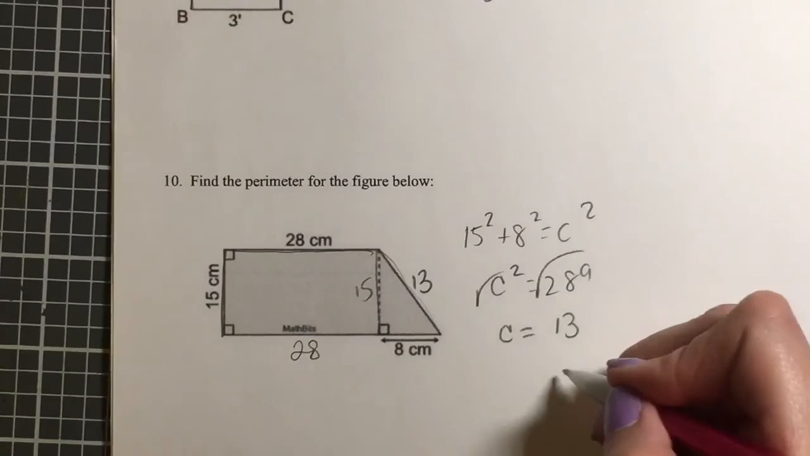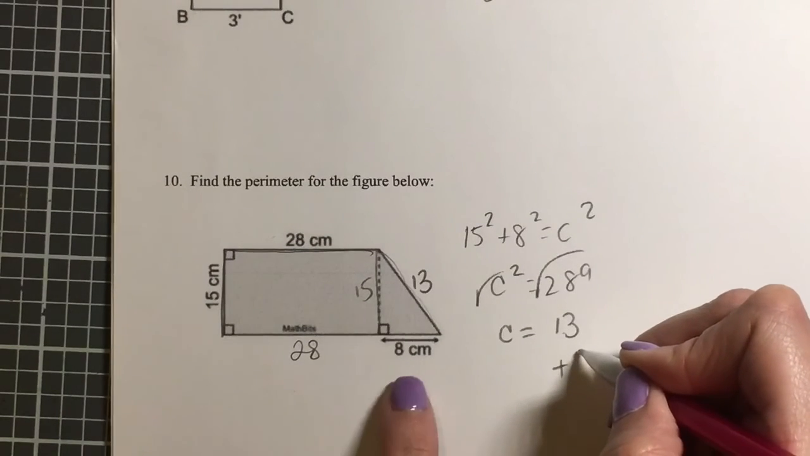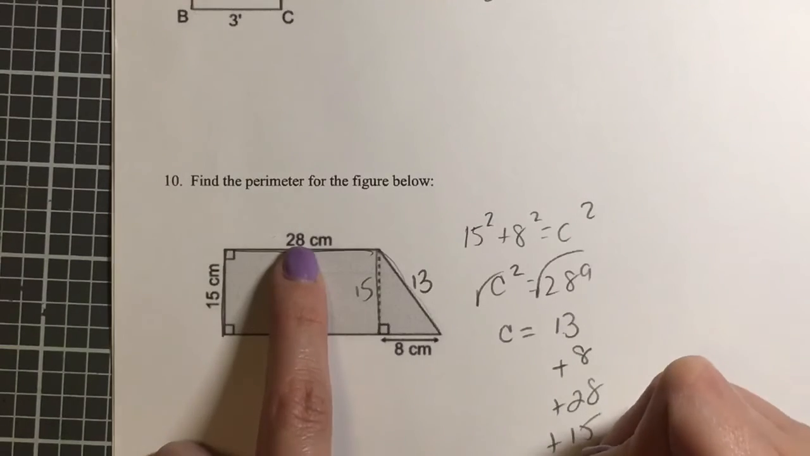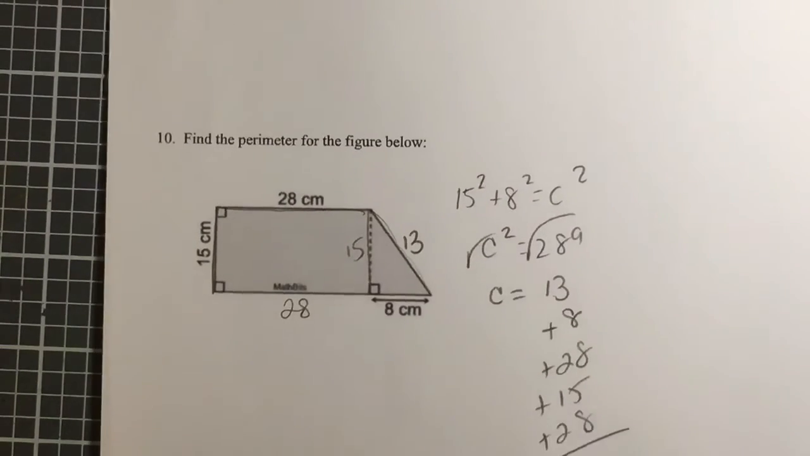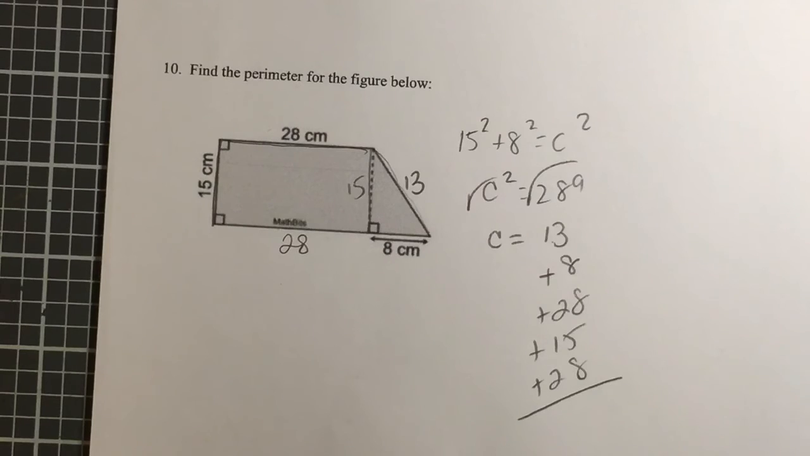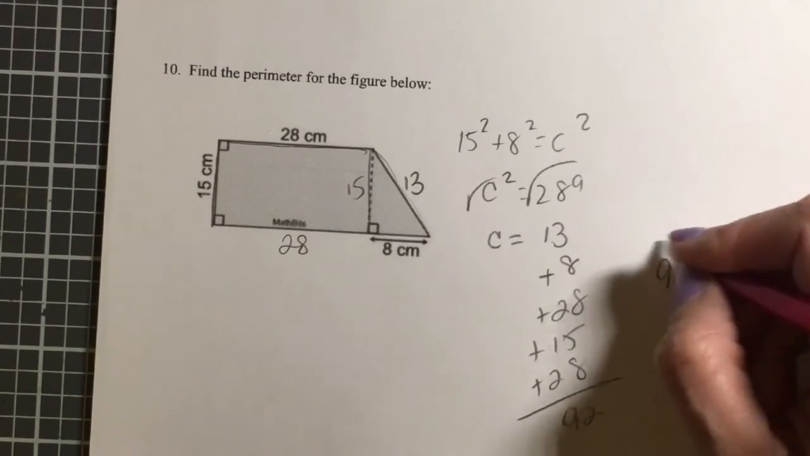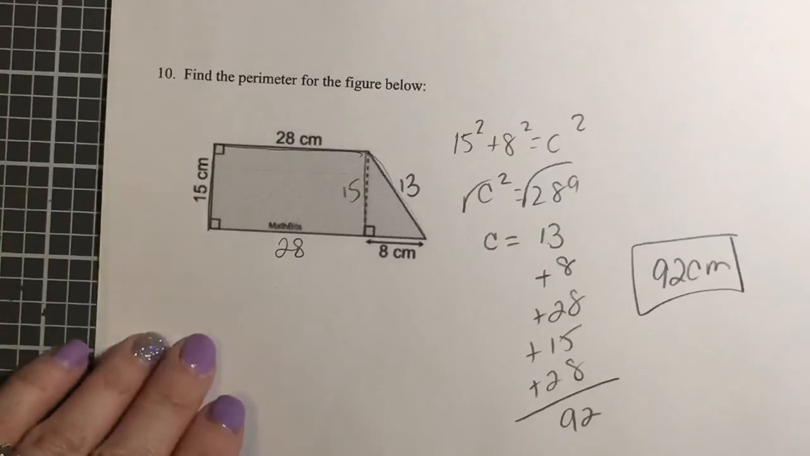And then we're going to go ahead and add up 13 plus this 8 plus this 28 plus this 15 plus this 28. So we're just going to add up all those together. We get 13 plus 8 plus 28 plus 15 plus the other 28 is 92. So 92 centimeters for the perimeter here.